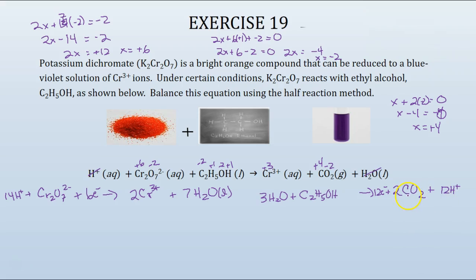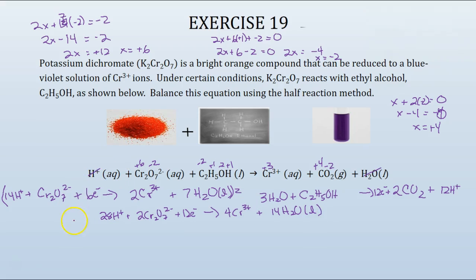Because each carbon is losing 6, I need 12 because there are 2 carbons. So I look at my electron charge. I've got 12 and I've got 6. That means I've got to multiply this equation by 2. So I get 28 H plus, 2 dichromate ions, plus 12 electrons yields 4 chromium ions plus 14 water molecules.